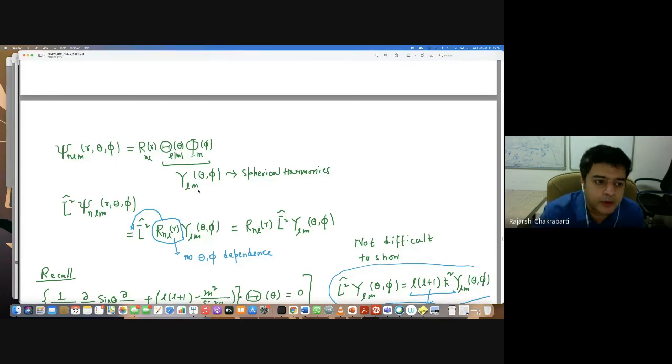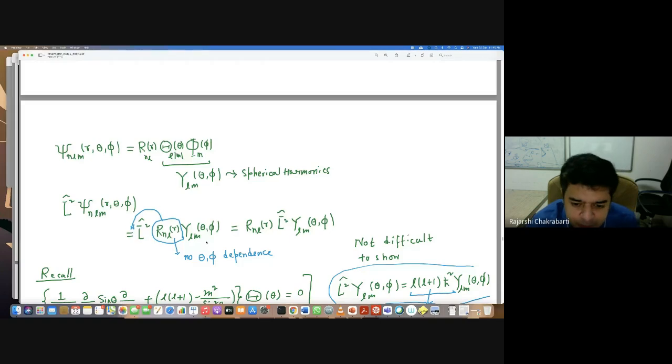Okay. So someone was telling, maybe Anish, that spherical harmonics form a common set of eigenfunctions. That is true, because if I operate L square on this total wave function, the R part will be unaffected by L square. It has nothing to do with theta or phi. It will come out. So L square will operate only on the Y part, which is a function of theta and phi. Okay? Is this clear?